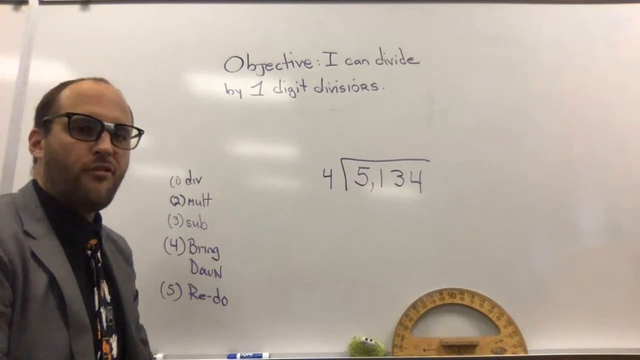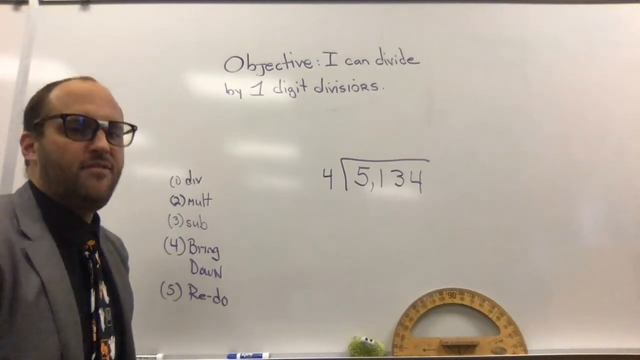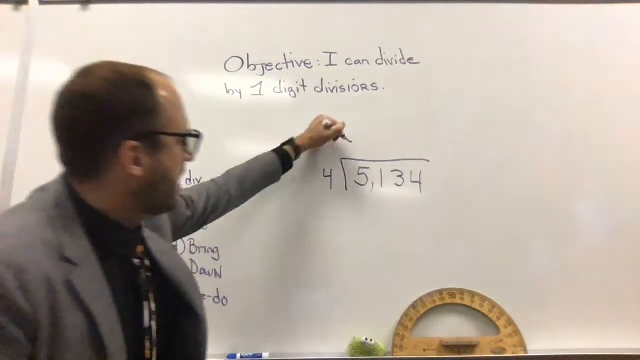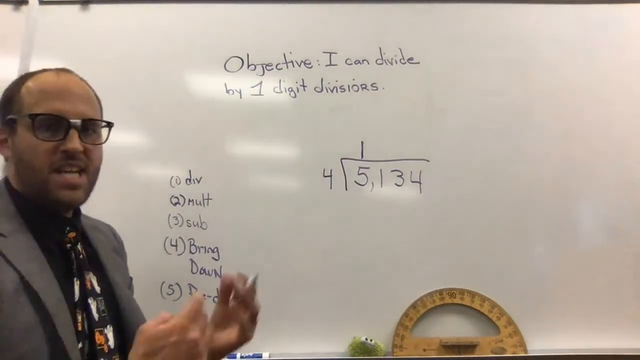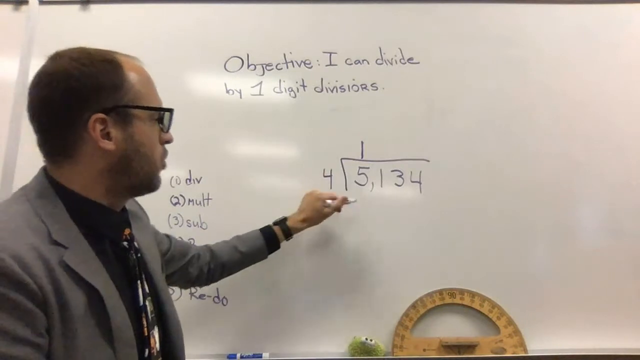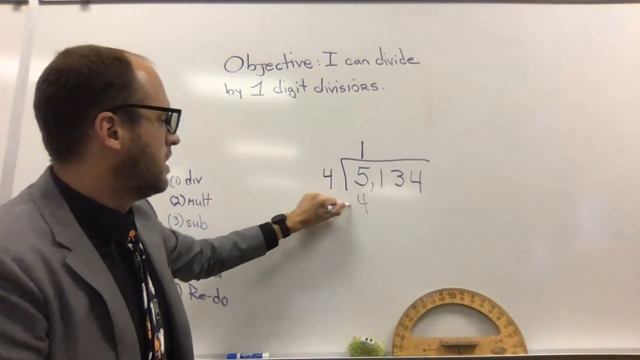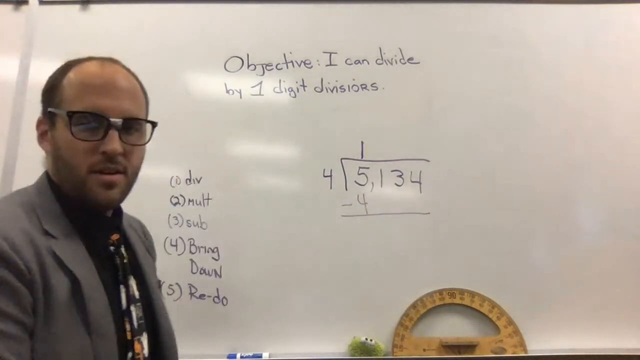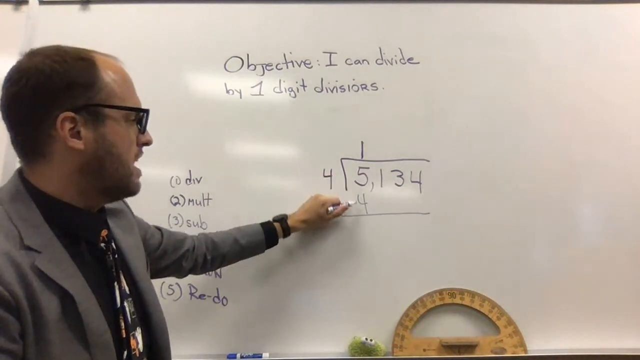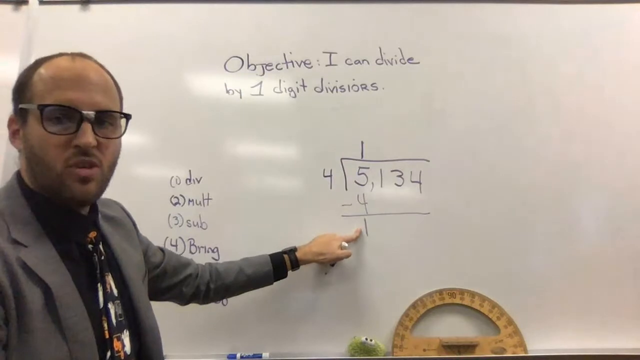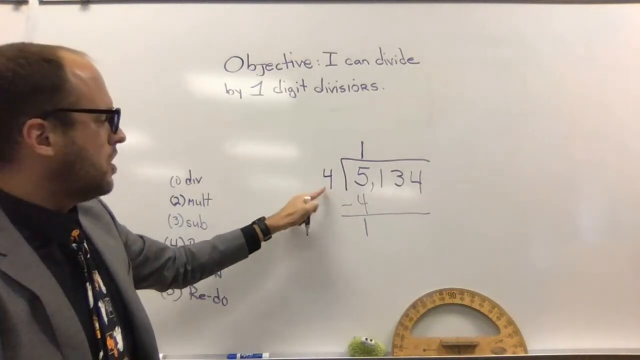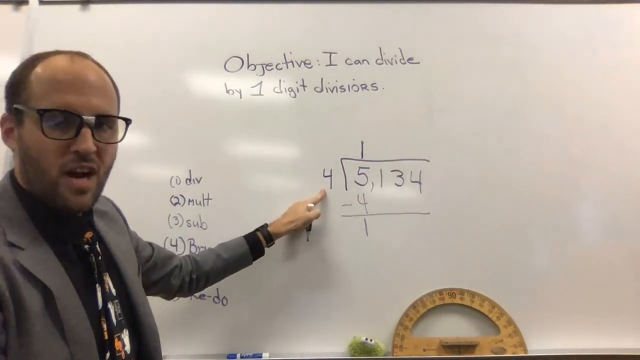How many groups of 4 can you make out of 5 thousandths? Well, you can still make one group of 4 here. But this time it's not going to come out even, because 1 times 4 is 4. So now you're going to have something left when you subtract. 5 minus 4 is 1. And just like before, you make sure when you subtract, this number is smaller than your divisor or outside number.